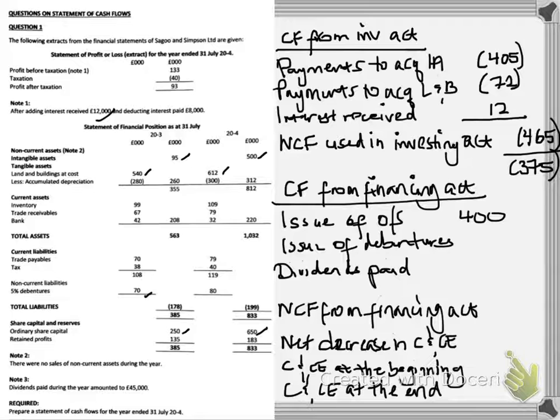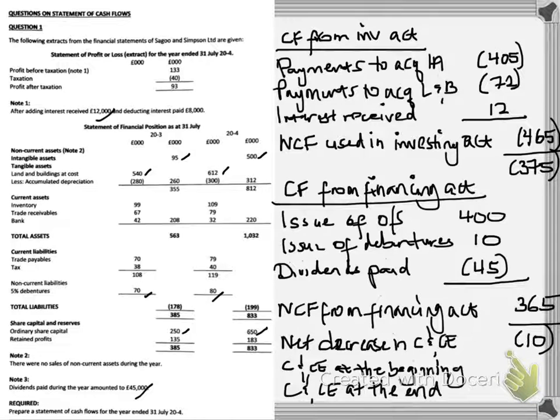The company has issued additional debenture during the year, so that is a cash inflow of 10,000. And dividends paid during the year, this is a cash outflow. Right. Net cash flow from financing activities 365. So that will give us the figure that we are looking for, which is a net decrease in cash and cash equivalent of 10,000.